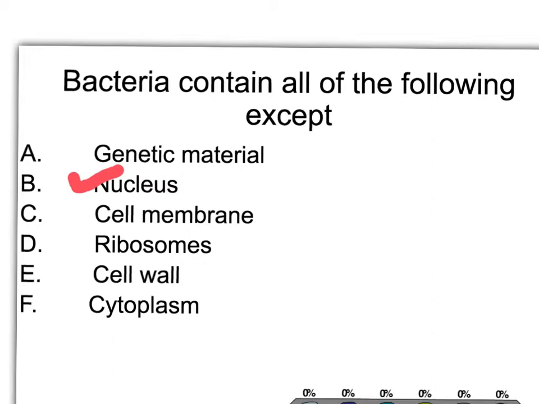A cell membrane, ribosome, cell wall, and cytoplasm are all parts of a bacteria. The other thing that's not listed is the cytoskeleton, which you will find on that first assignment that we discussed.